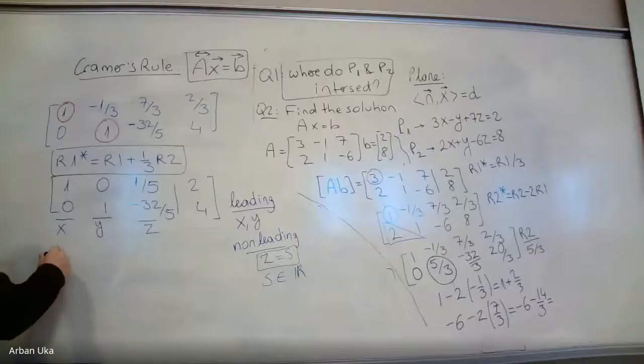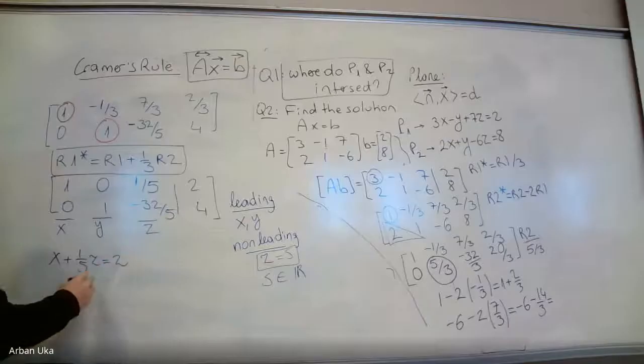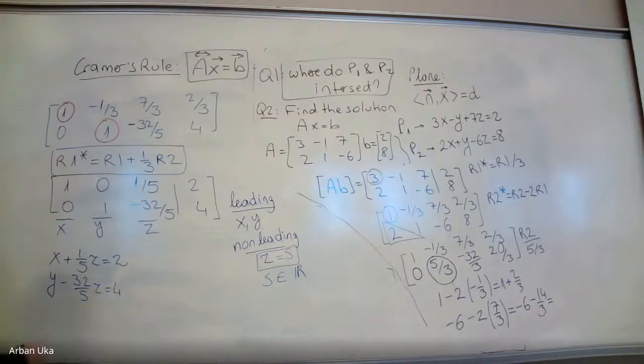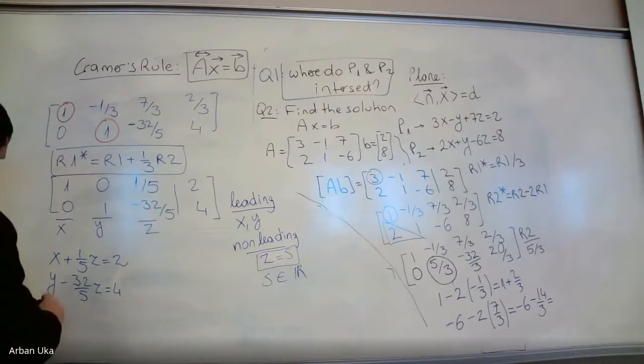x plus 1 over 5 times z equals 2. That's true. And what is the second equation? y minus 32 over 5 times z equals 4. Okay, that's correct. What is z then?